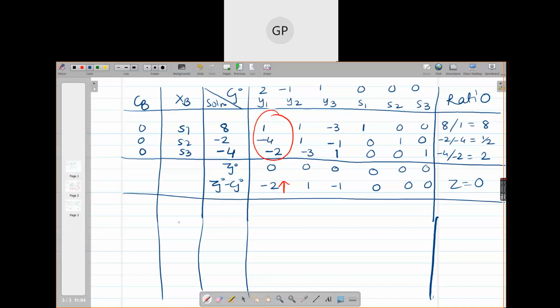Let us see what happens. Otherwise, we will rectify somehow. Let us see if we consider this to be the minimum ratio. Actually, the problem is this ratio is becoming positive because my solution is negative. Do you realize what I'm saying?